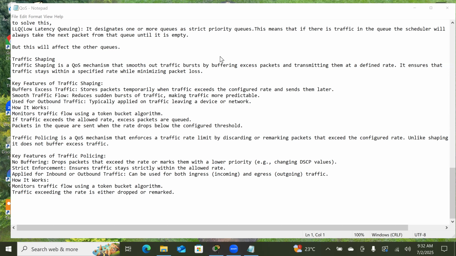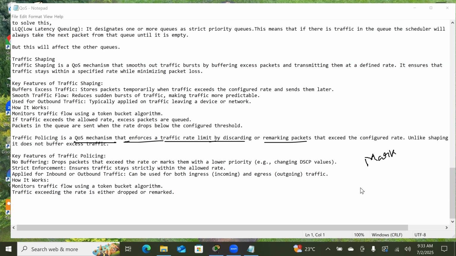It's totally the opposite of shaping. So instead of buffering, what will it do? It will either drop the packet or mark it. You can see here, traffic policing is a quality of service mechanism that enforces a traffic rate limit by discarding or remarking the packets.